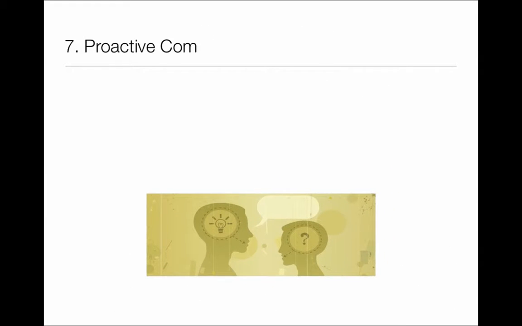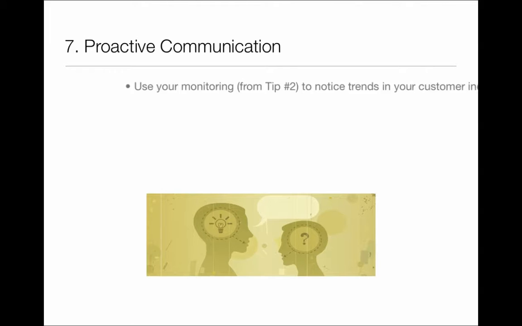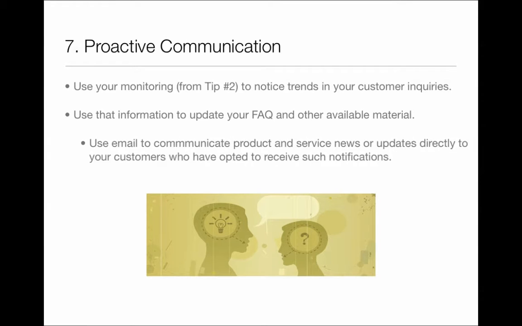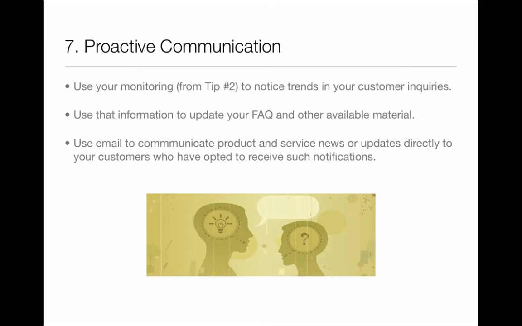Tip number 7. We're almost there. Proactive communication. Use your monitoring from tip number 2 to notice trends in your customer inquiries, and then use that information to update your frequently asked question resource and other available material. Use email to communicate product and service news or updates directly to your customers who have opted to receive such notifications.